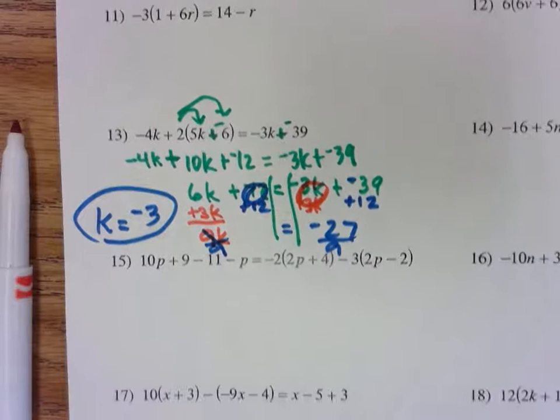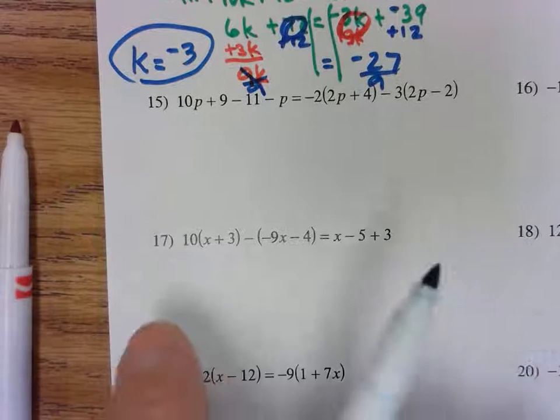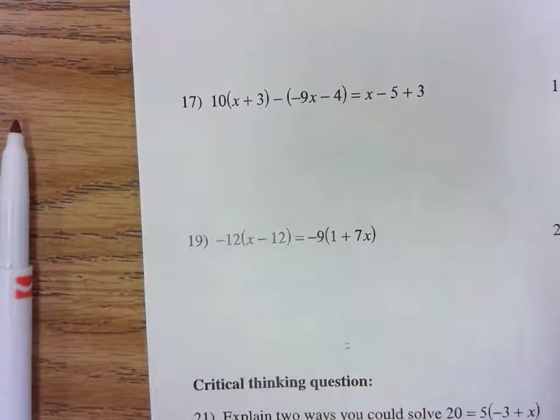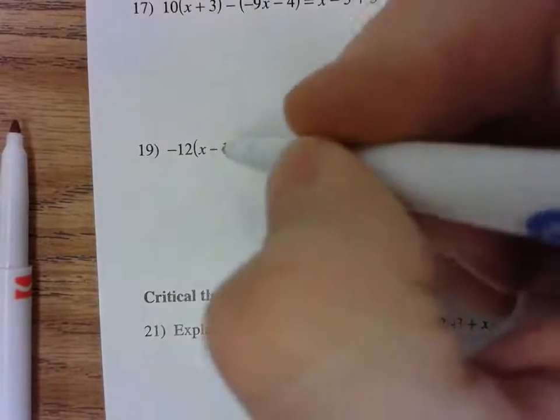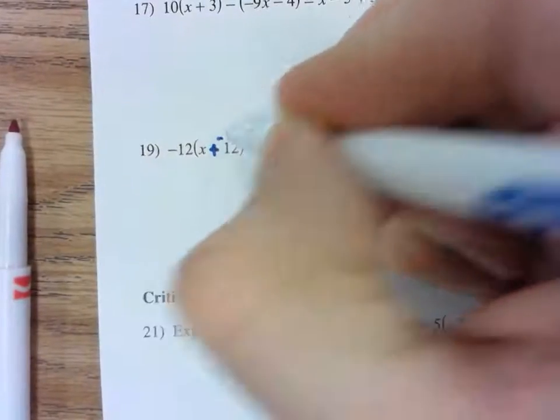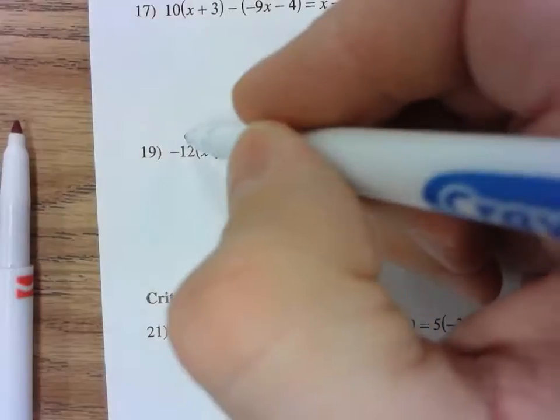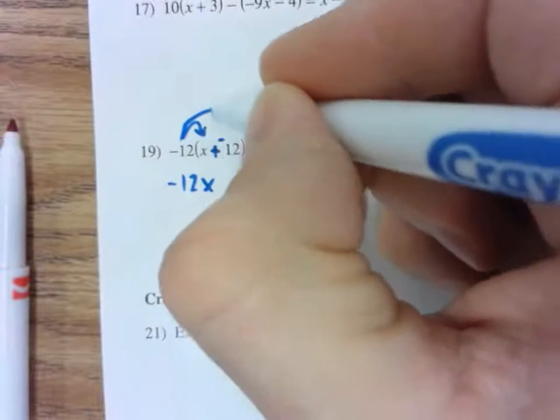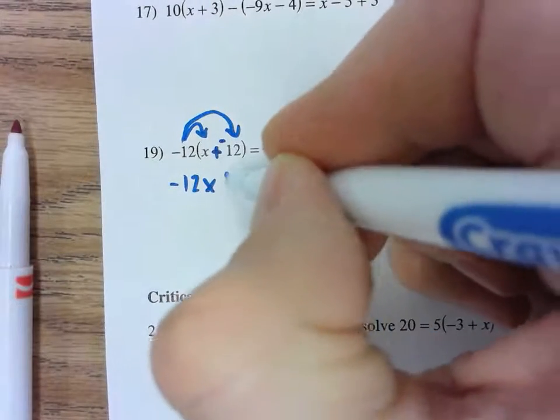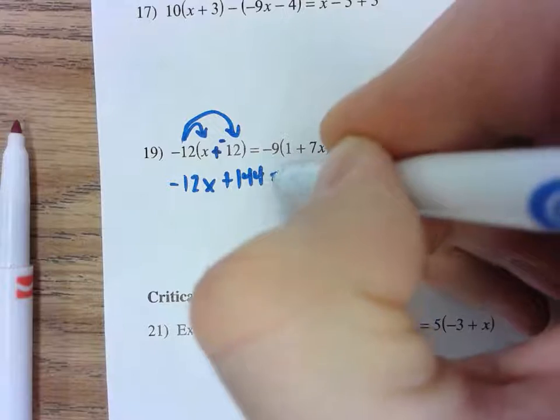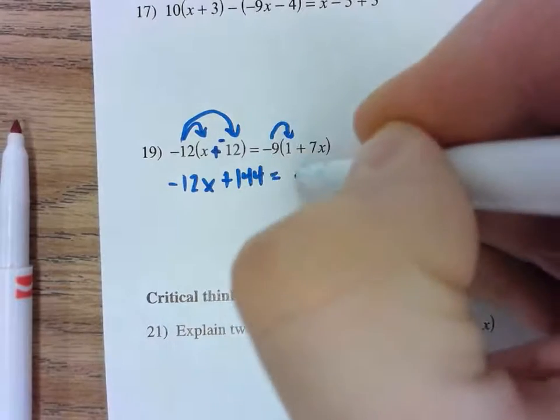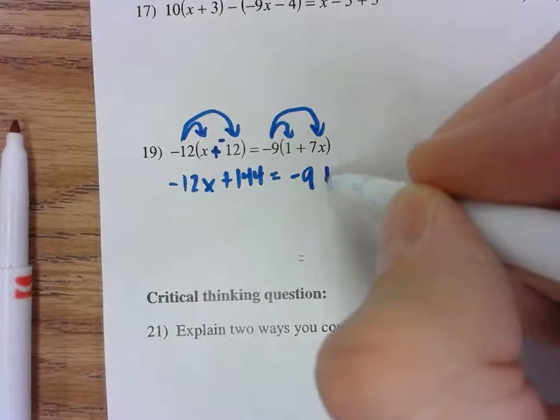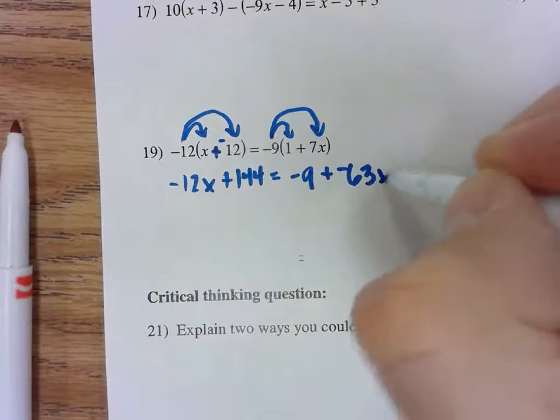Let's do one more just for fun. All right. So let's go down to number 19. Again, we want to look down here at 19. Do I have any subtract signs? And I do see one right there. So I'm going to do additive inverse to that. Then I'm going to do distributive property. So negative 12 times x is negative 12x. And negative 12 times negative 12, a negative times a negative is a positive, and that'd give you 144. Negative 9 times 1 is negative 9, and negative 9 times 7x would give you negative 63x.